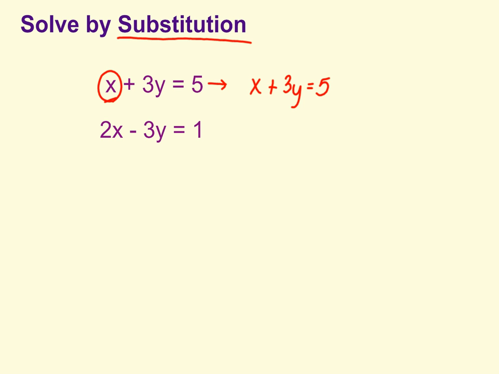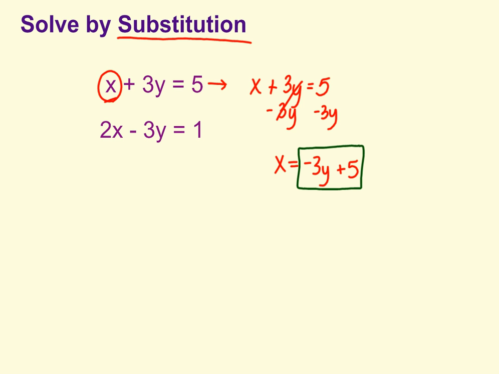If you pick the variable that doesn't have a number in front, you can do this first step in one step. You can solve for x in one step by subtracting 3y from both sides. Those cancel, leaving us with x equals negative 3y plus 5. Alright, so we solved for the lonely variable. Now that we know what x is equal to, this negative 3y plus 5, I'm going to go ahead and put a box around that.